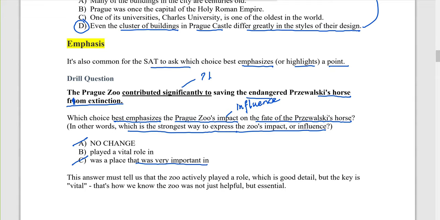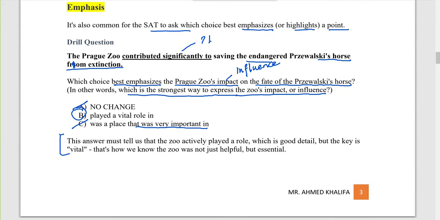But when you say the impact of Bragg Zoo on the fate of that horse played a vital role, and I explained it here, by the way. What does it mean? The answer must tell us that the zoo actively played a role. That's very important, which is good detail. But the key is vital. The key is what? Vital. That's how we know the zoo was not just helpful, but what? But essential. You got the point?